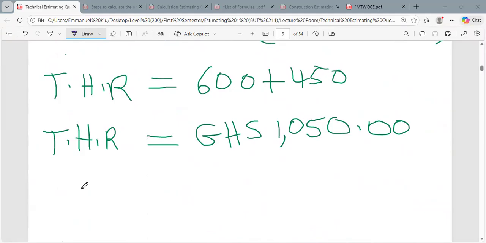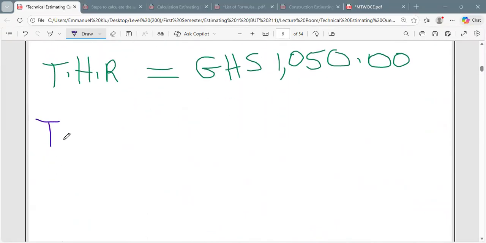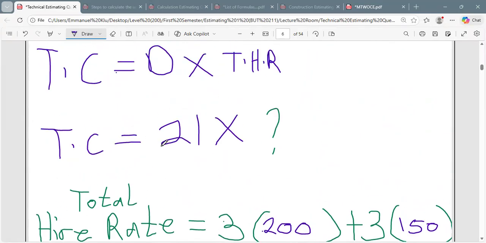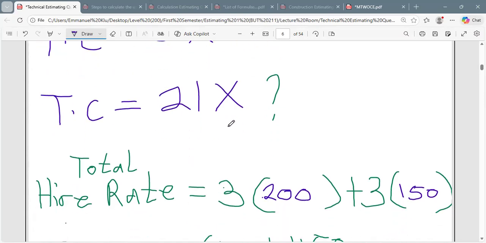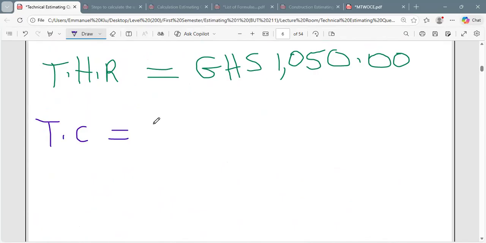So we said that our total cost was equal to duration times total high rate. Okay, so let's quickly repeat that formula before we continue. Our duration times the total high rate.